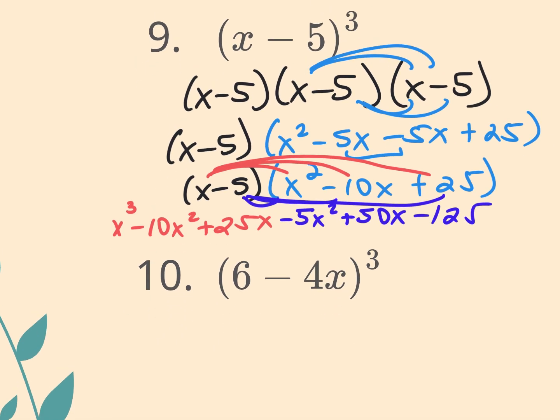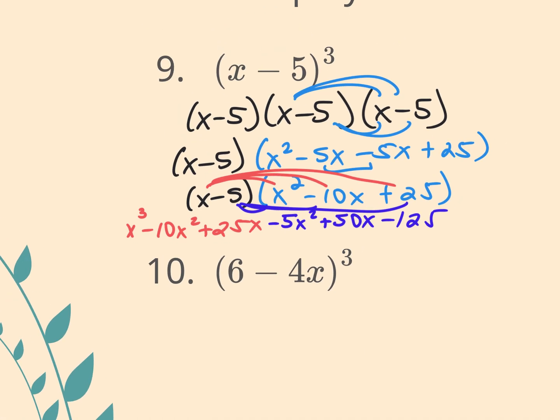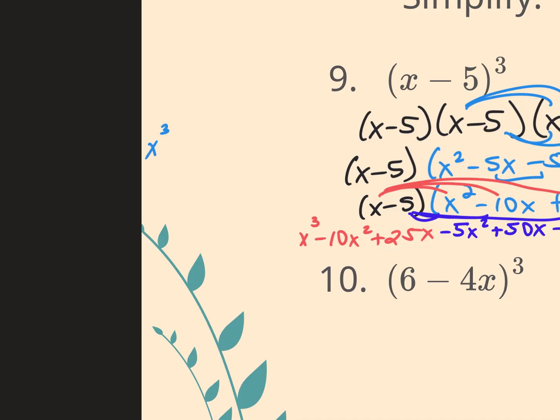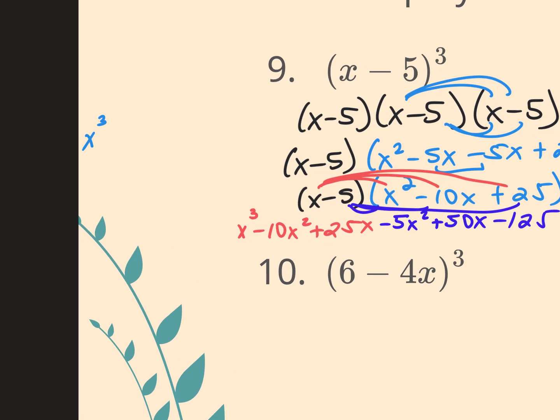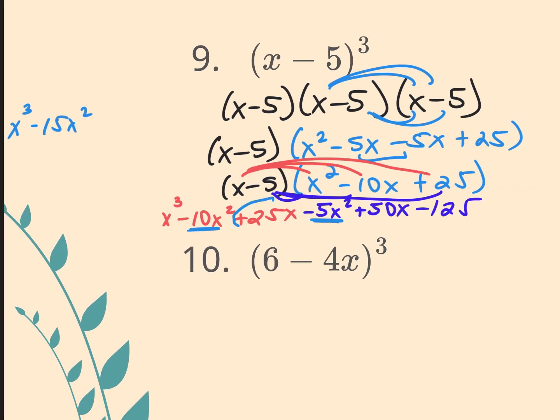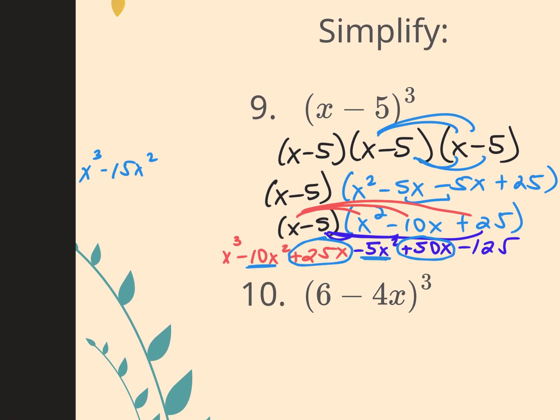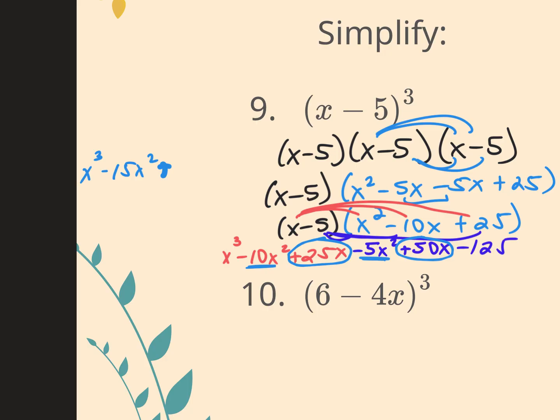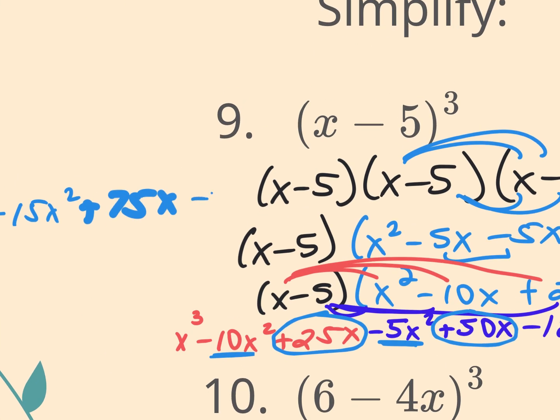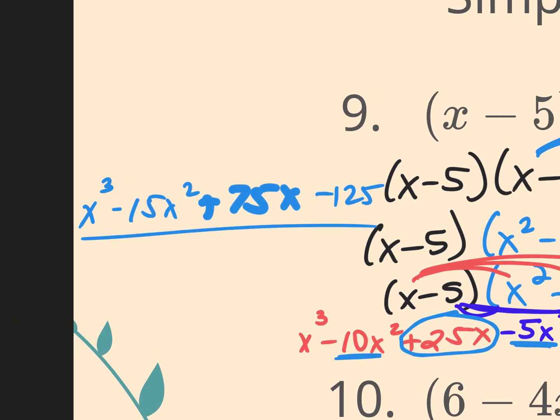And then the last thing we need to do in a problem like this is to combine what? Combine like terms. So I'm going to write it up here. So I have x cubed. Anything else have an x cubed? No. So I have a negative 10x squared and a negative 5x squared. Gives me negative 15x squareds. Positive 25 and a positive 50 gives me how much? Think money. 75, good. 75x. And then I have minus at the end, what? 125.